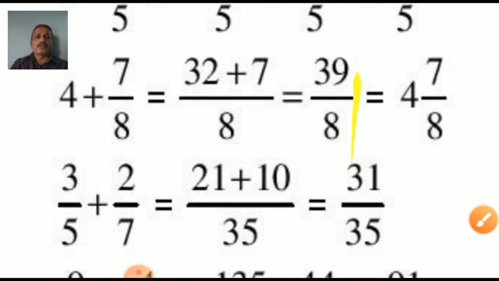Clear? Let's check further. Yes, this is a very important thing. Whenever both denominators are different, just cross multiply, student.